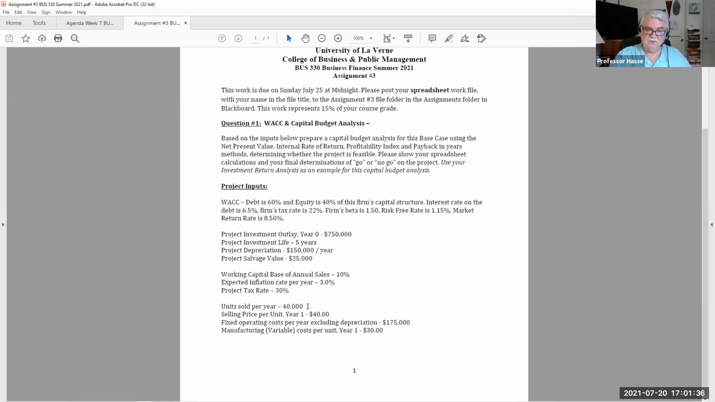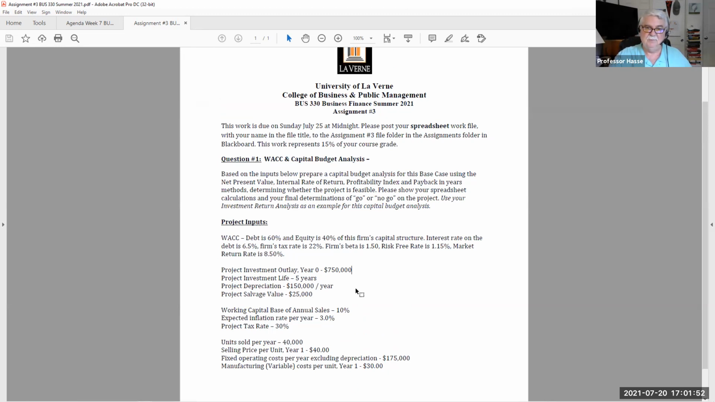You're selling 40,000 units a year. There's your selling price per unit. There's your variable cost, $30, and there's your fixed cost, 175,000, with an inflation rate of 3% after year one. Put all those together and tell me whether this project is a go or no go. And I want to see your spreadsheets with the formulas and the calculations, just like we just did in our class prior this evening and last week. So you have your templates to do that.